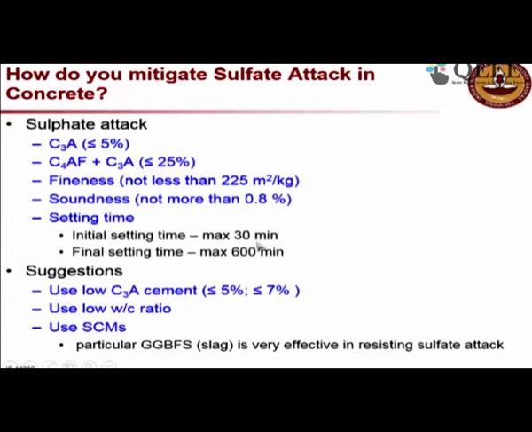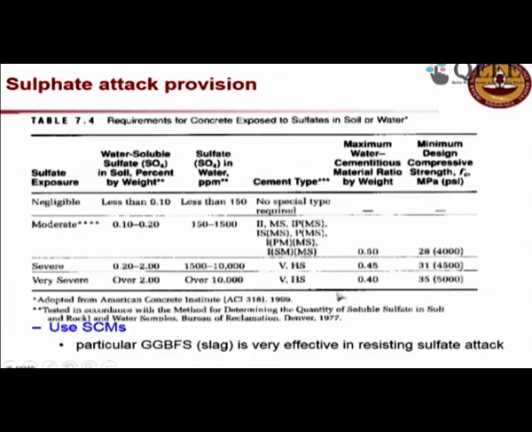Setting time, we put a limit: initial setting should happen within 30 minutes. This is mainly to control the quantity of the gypsum actually. Then the suggestions are again to use low C3A cement, low water cement ratio, and use SCMs. If you go for low water cement ratio, at the same time you may have to use chemical admixtures also to ensure that you get good workability.